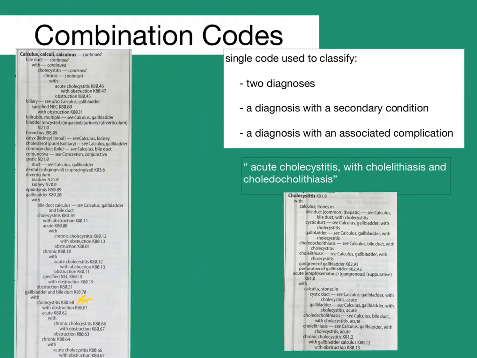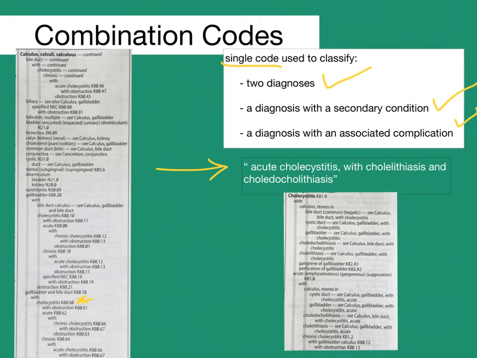Now let's consider combination codes. A combination code is a single code used to classify either 2 diagnoses at the same time, a diagnosis with a secondary condition, or a diagnosis with an associated complication. So as an example, let's consider this diagnosis statement: acute cholecystitis with cholelithiasis and choledocholithiasis.